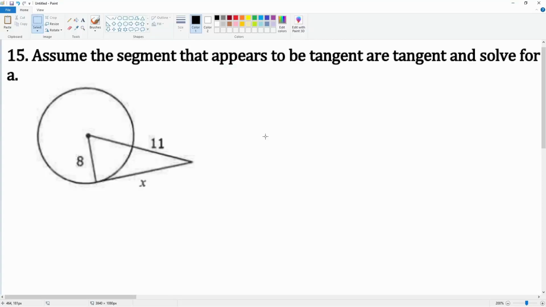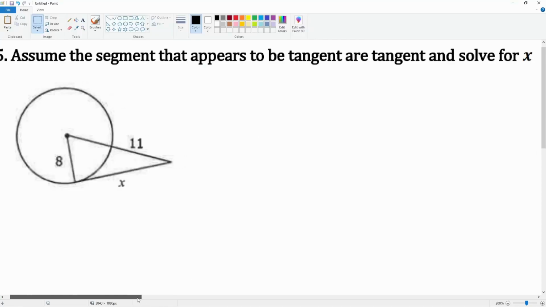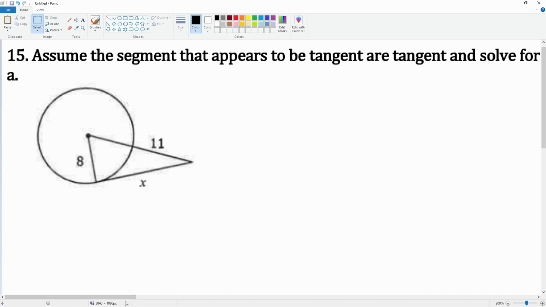Number 15 says, assume that the segment that appears to be a tangent and solve for x. Well, if it does appear to be a tangent, then the intersection here has to be at 90 degrees. And because it is at 90 degrees, the Pythagorean theorem has to hold valid. That means a squared plus b squared has to be equal to c squared for this to be a tangent.